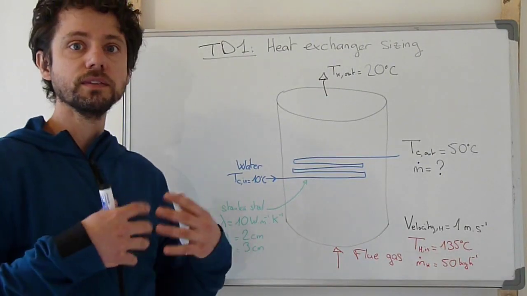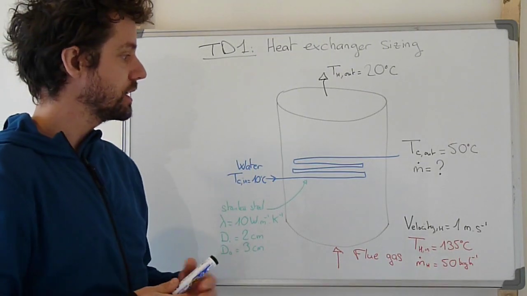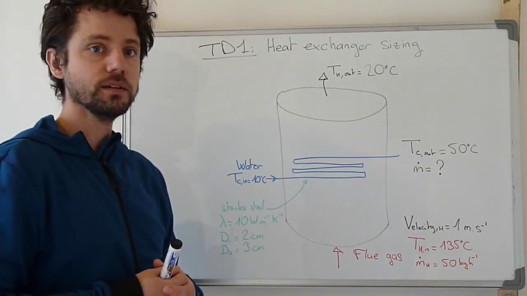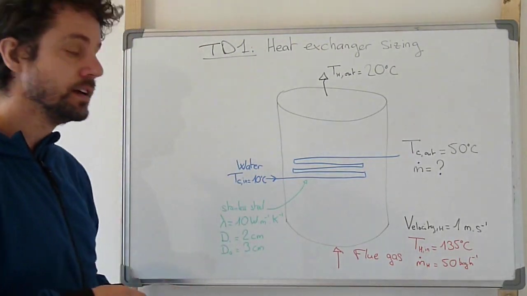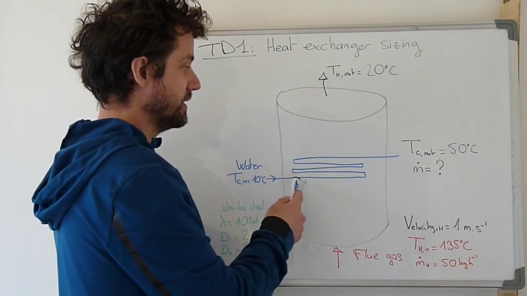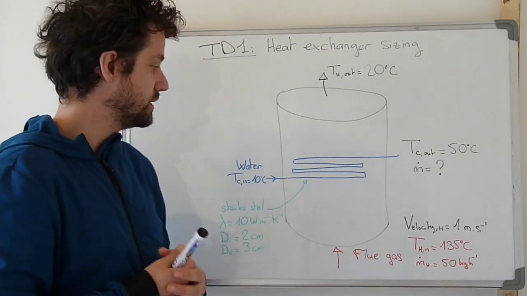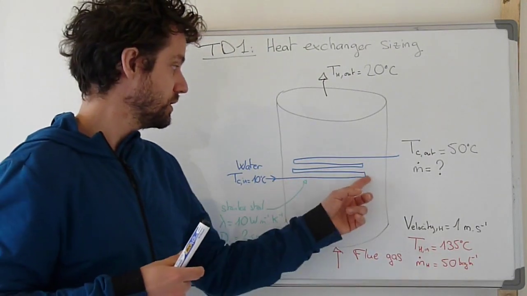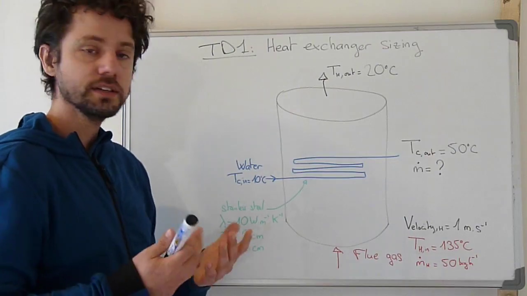So based on this example, we'll first try to calculate how much heat flux is exchanged between the fluids, then this mass flow rate, and then we can start the sizing. The big question of the sizing will be how much surface we need for the heat exchange between the two fluids. In other words, how long this pipe needs to be. So that's the exercise.